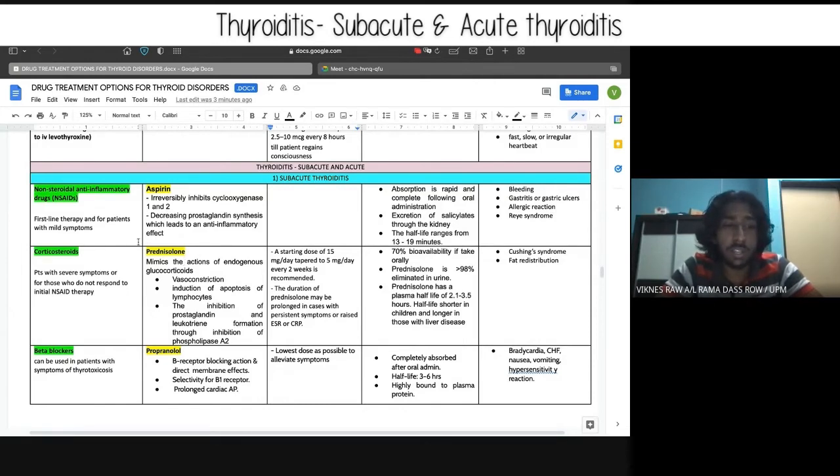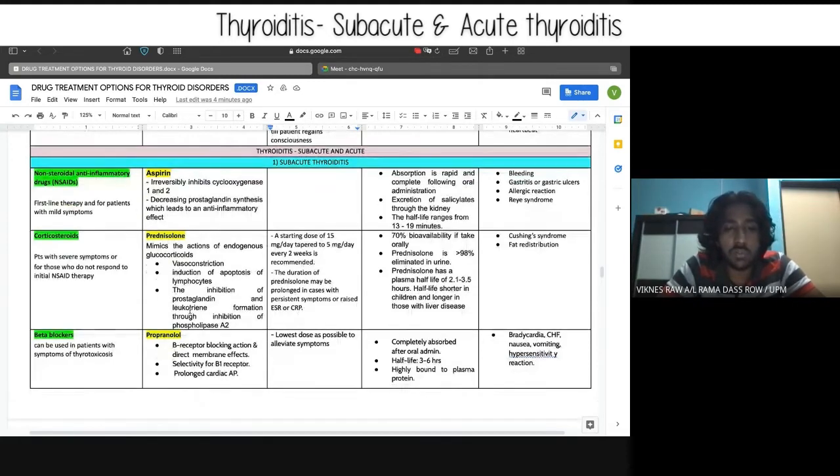The next course of management or drug for subacute thyroiditis is corticosteroids. Corticosteroids are normally given for patients with severe symptoms or for those who do not respond to initial NSAID therapy. An example of corticosteroid is prednisolone. Prednisolone will mimic the action of endogenous glucocorticoids, for example, vasoconstriction, induction of apoptosis of lymphocytes, and also the inhibition of prostaglandin and leukotriene formation through inhibition of phospholipase A2.